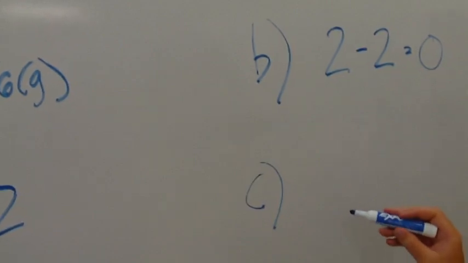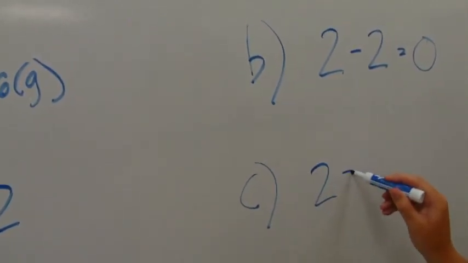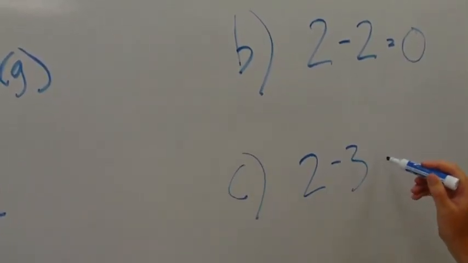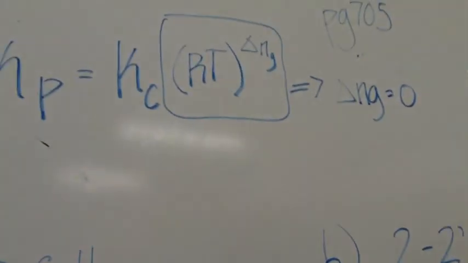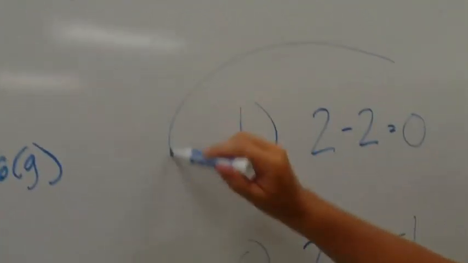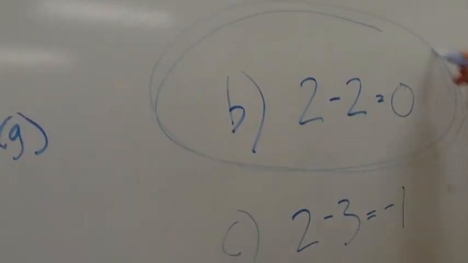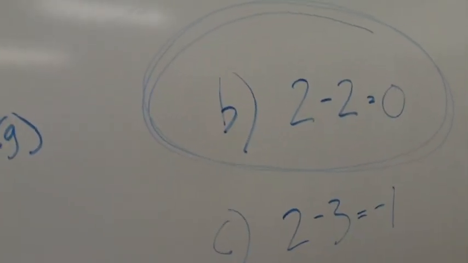In number 2, it'll be 2 minus 3, and that equals -1. So that doesn't work. So problem B, or equation B, is going to be the answer.